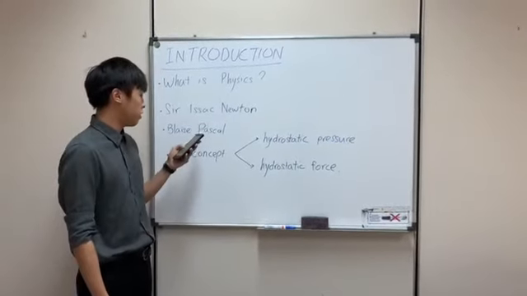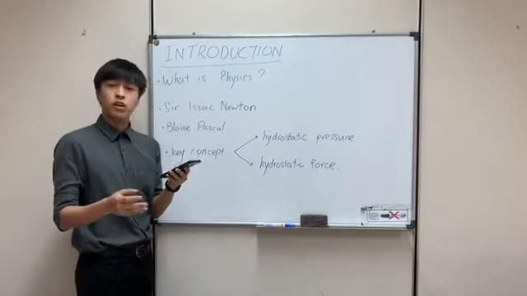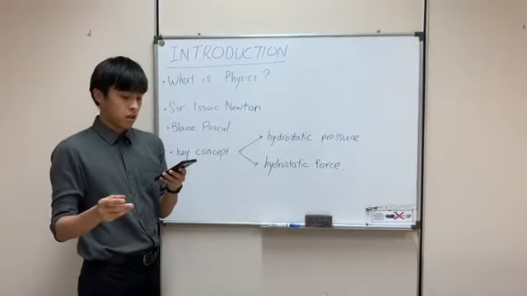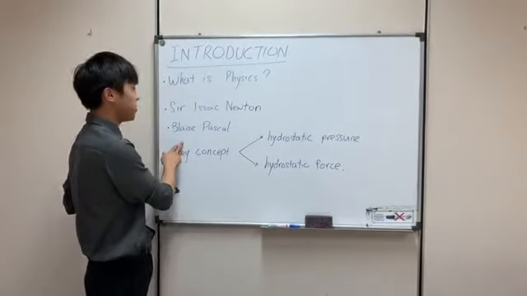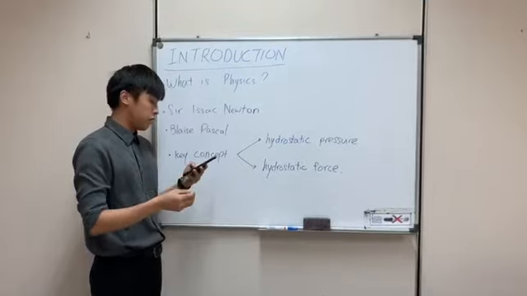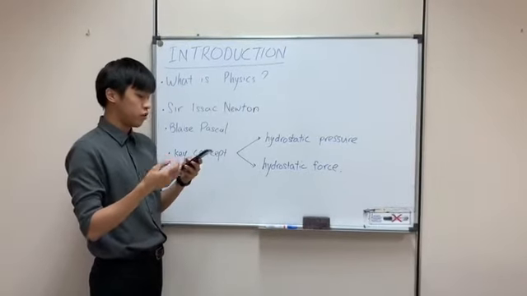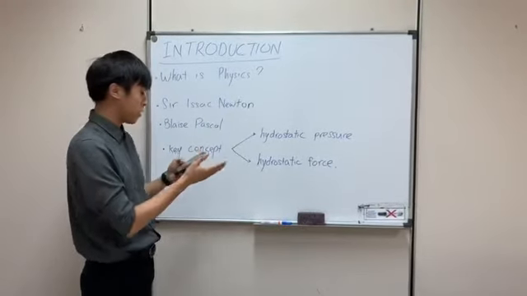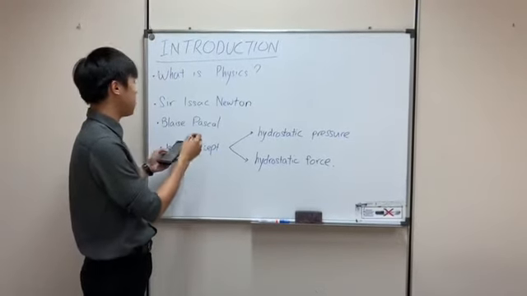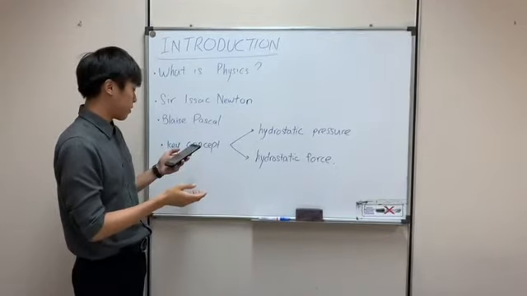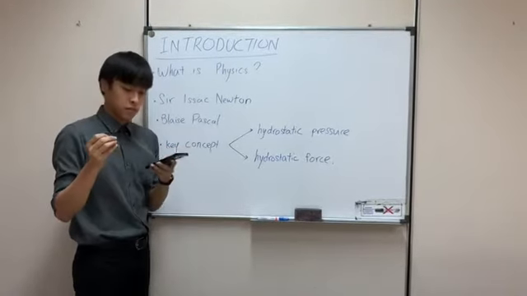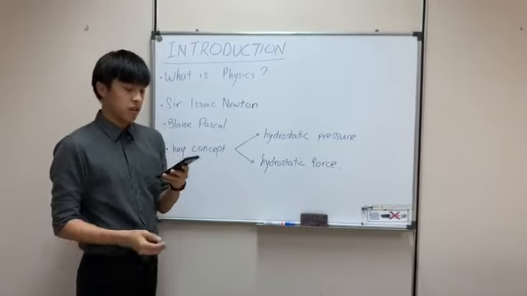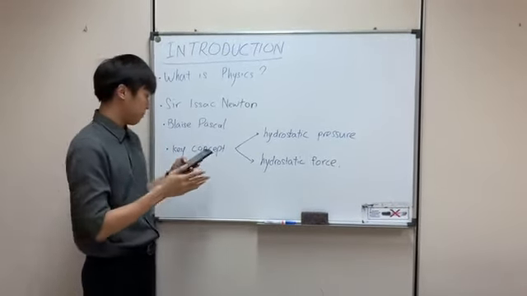Sir Isaac Newton formulated the three fundamental laws of motion and invented calculus. And Blaise Pascal invented hydraulic pressure to multiply force. He also invented the siren. Calculus is a mathematical tool used to better understand physics and solve problems in physics.